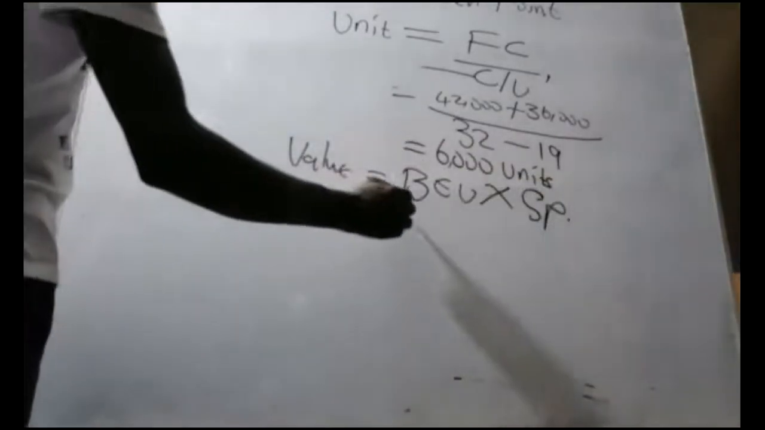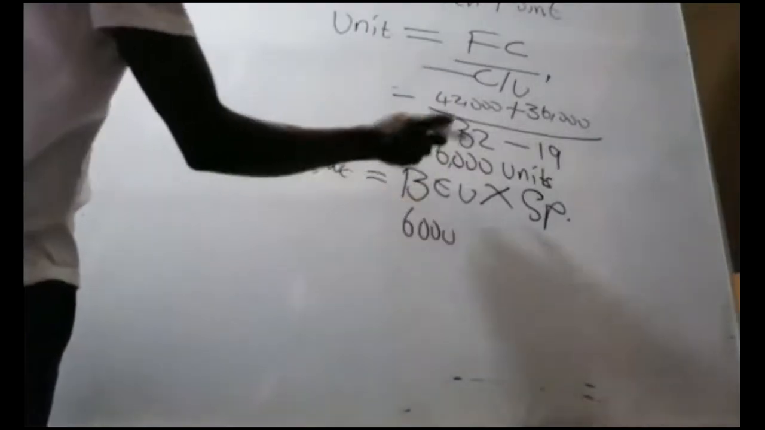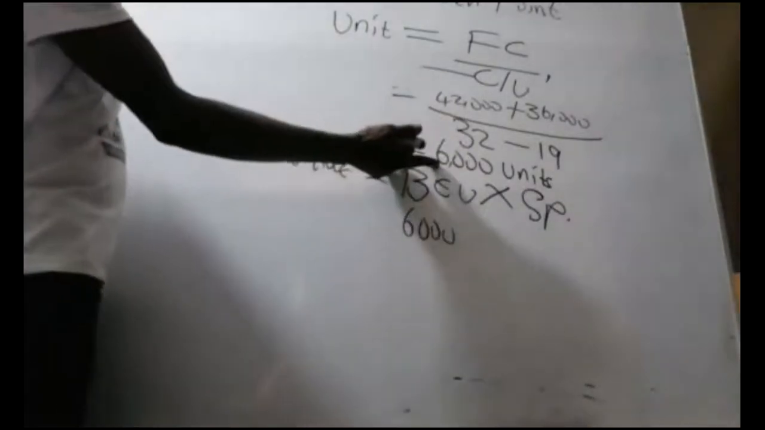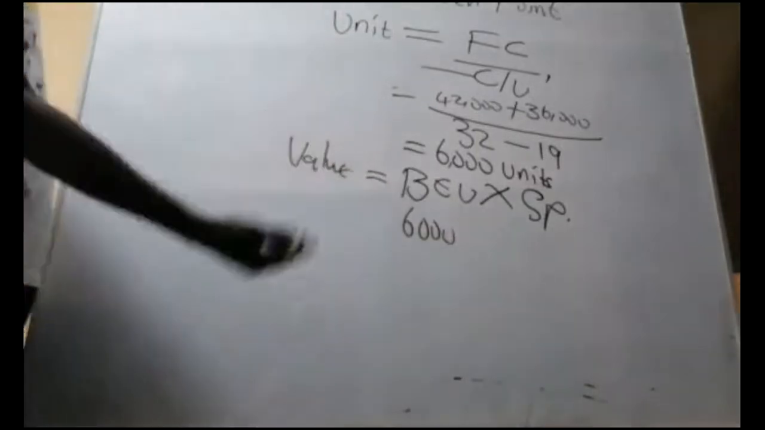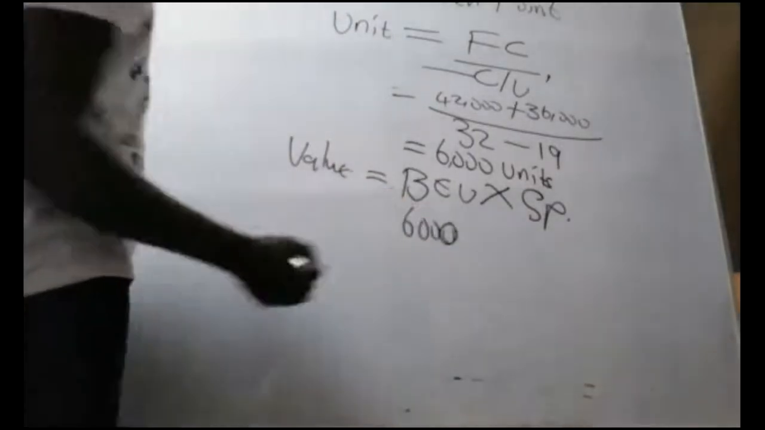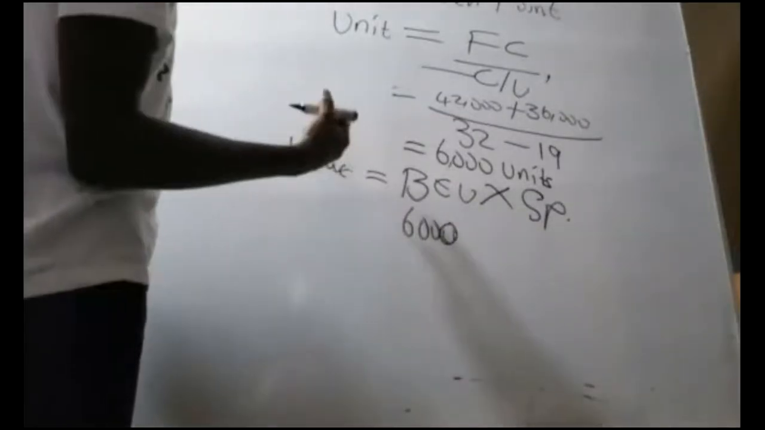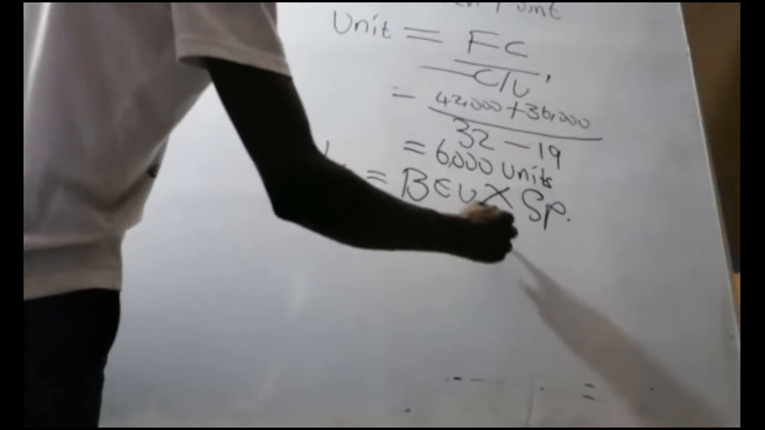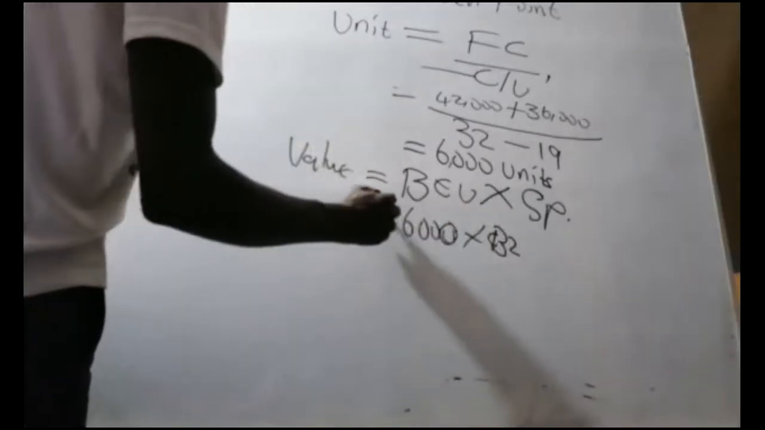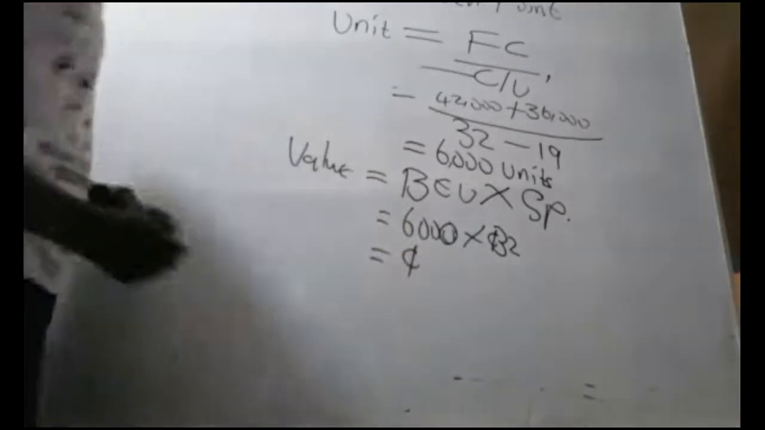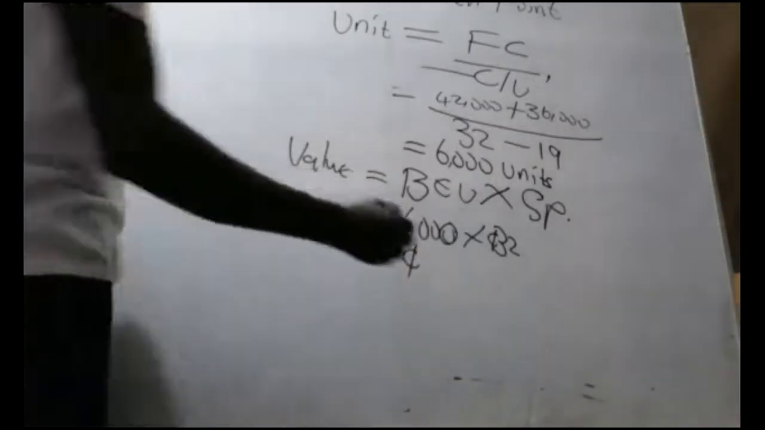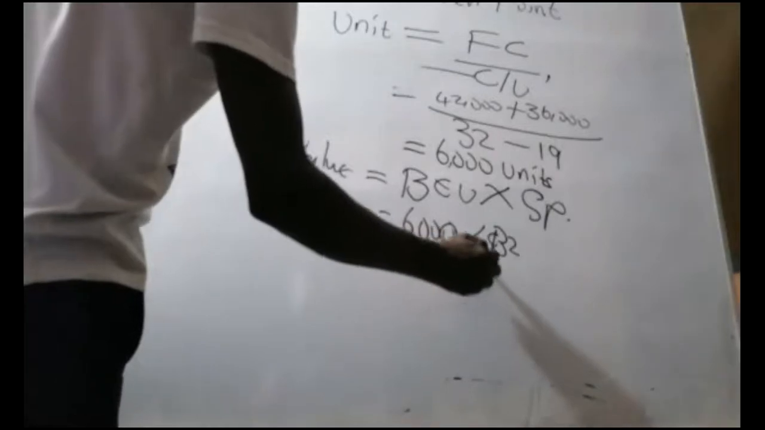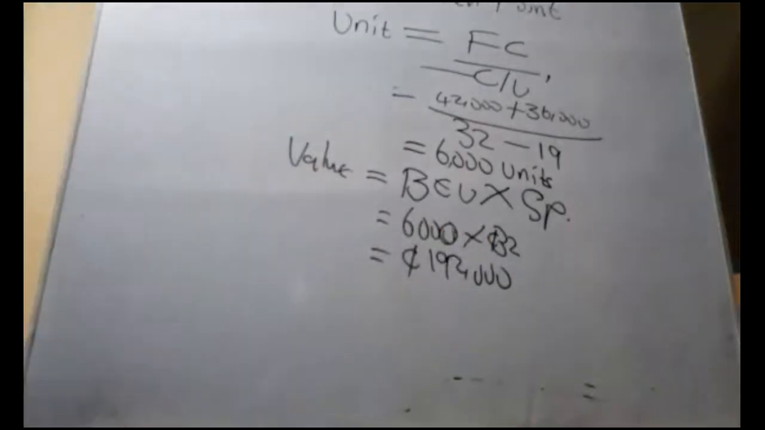So the break-even unit is what? 6,000, the answer that we get here. If this answer is wrong, don't force yourself to continue. Don't force yourself to continue if you know the answer is wrong. Okay, so times the selling price of 32 Ghana cedis. That will give us 192,000 Ghana cedis. So this is how you get the first one.